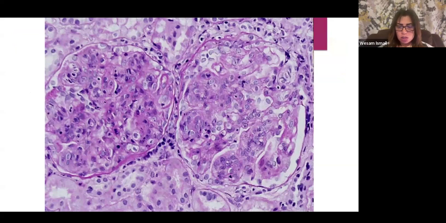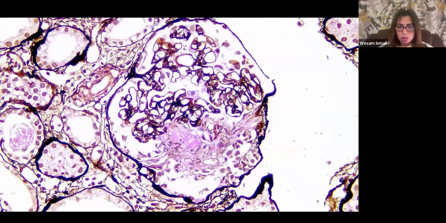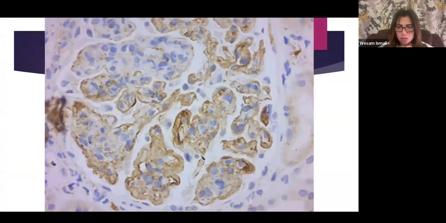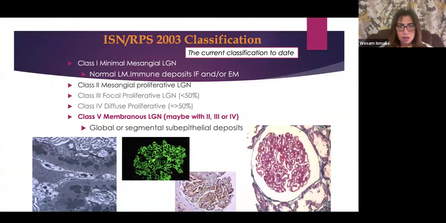This is one of the lesions that we see. I'm going to look at this again. These are all examples of class 4, and I'm going to go through them again. And then we have class 5, which is membranous lupus GN. Now, I know that you all know these classes well and that this is membranous. I'm just highlighting some points which could be confusing to our junior colleagues.